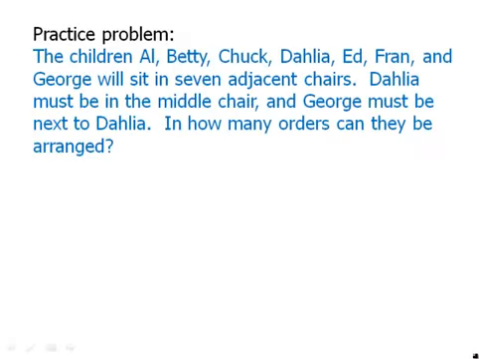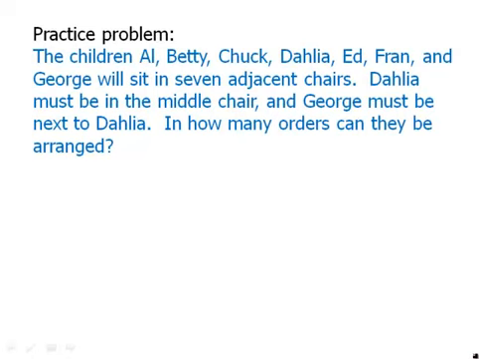Here's a practice problem. Pause the video and then we'll talk about this. Okay, so we have 7 children with nice alphabetical names. We're going to sit them in adjacent seats. Dahlia must be in the middle chair and George must be next to Dahlia. So that's our restriction. How many different orders can there be arranged?